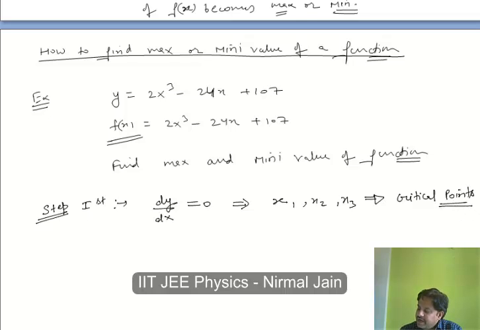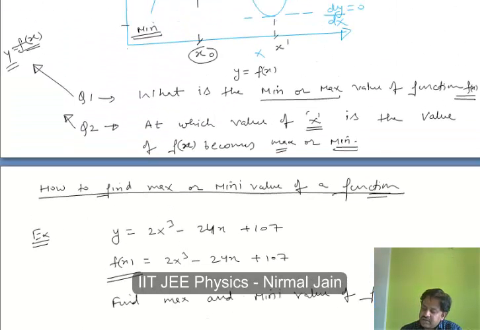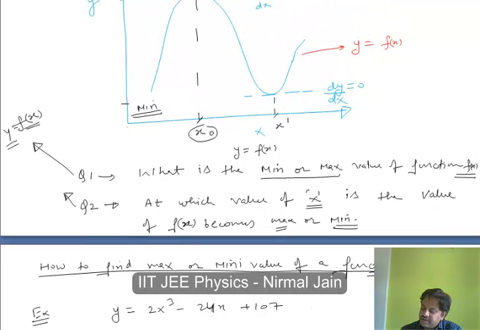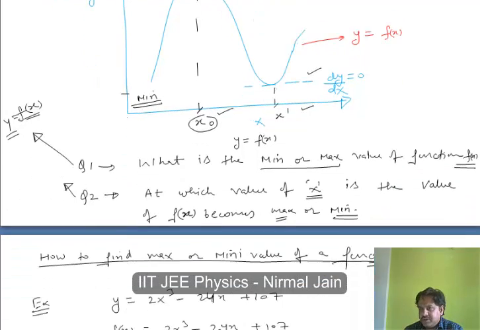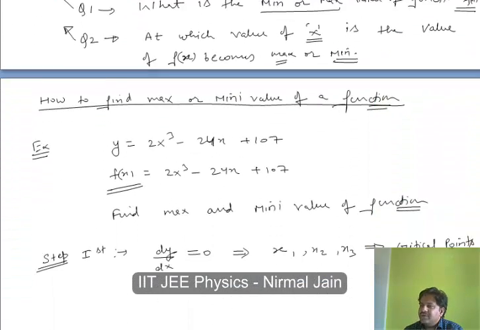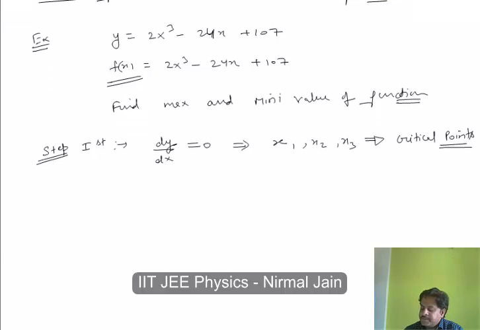Why I am doing this is, you can see from this figure, whenever the graph is maximum or minimum, the slope of tangent at maximum or minimum is always 0. So whenever the graph is maximum or minimum, dy by dx has to be 0. So as soon as I put dy by dx equal to 0, I'll get these 2 points, x naught and x dash, and maybe some other points if there are more than one maxima or more than one minima.